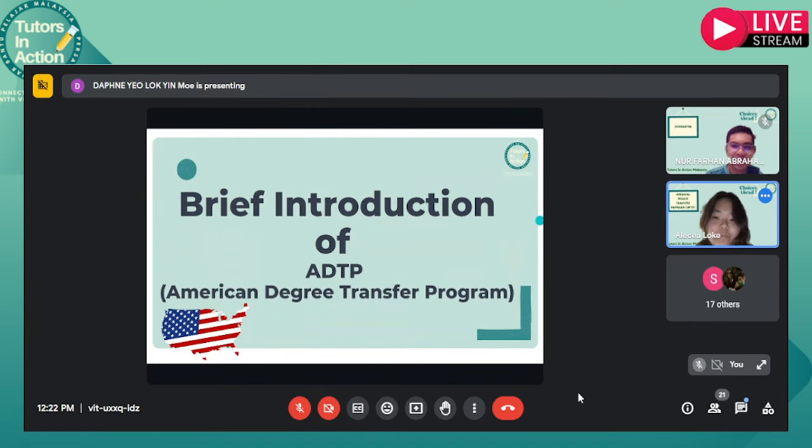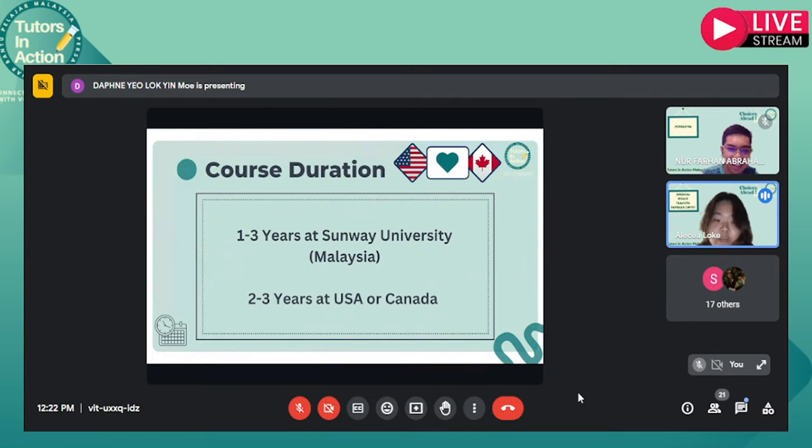So the course duration for the American Degree Transfer Program is about 4 years for the whole program, but in Sunway it is more flexible. So you can do 1 to 3 years at Sunway and 2 to 3 years at US or Canada. We can transfer anytime you want. So you can pick, like, if you want to do a 2-2 twinning program or 1-3 or 3-1, it's your choice.